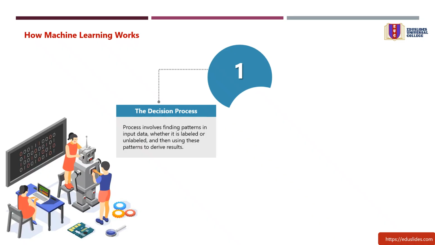to derive results. For example, when training a model to predict whether an email is spam, the model analyzes examples of labeled emails, spam and not spam. As it examines these examples, the model learns to identify distinguishing features and apply them to classify new, unseen emails. The more examples the model processes, the better it becomes at recognizing the underlying patterns.